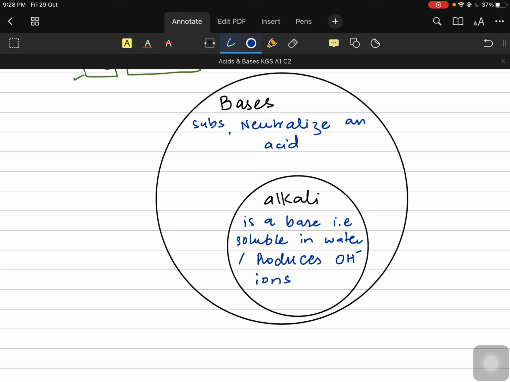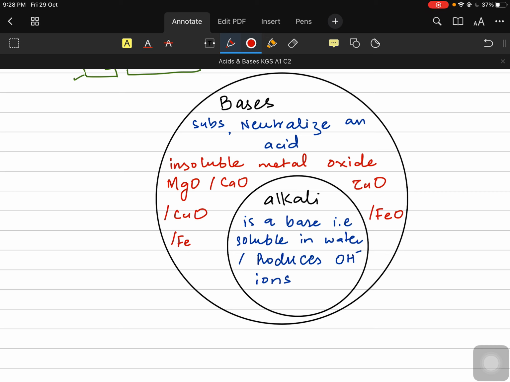Bases are possibly soluble in water. If they are soluble in water, we call them alkalis. They might not be soluble in water. So if they are not soluble in water, we call them insoluble metal oxides. So it could be an insoluble metal oxide, for example, magnesium oxide, calcium oxide, zinc oxide, copper oxide, iron 2 oxide, iron 3 oxide, maybe silver oxide, etc.